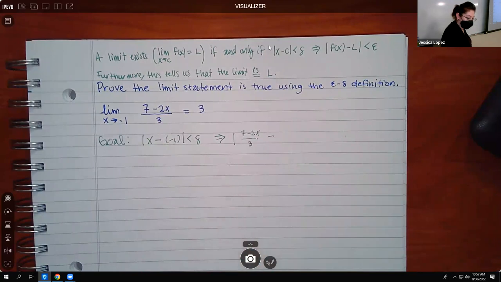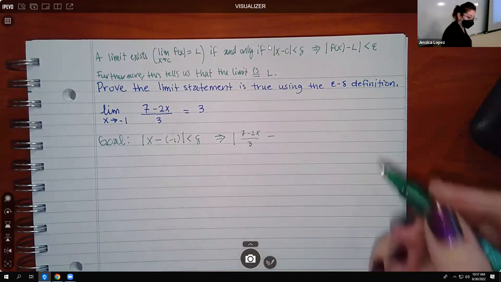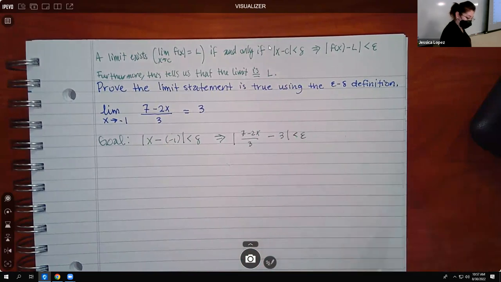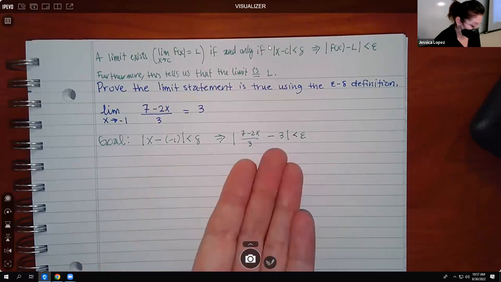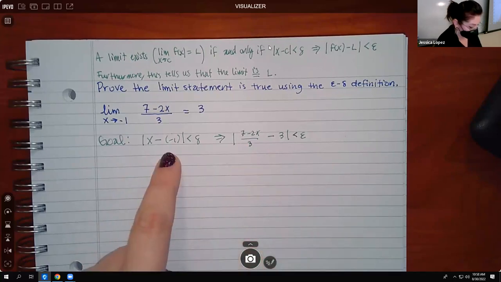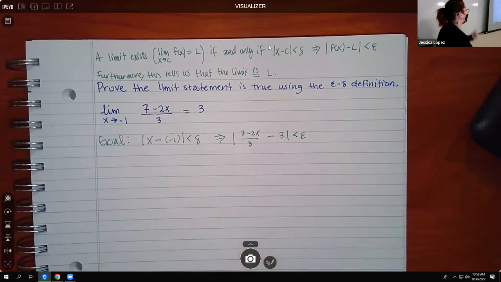And then minus l. What is l? 3. So this is my goal. My goal is to prove that that thing will eventually lead to this thing. My problem is I don't know how to make this thing equal that thing, okay? 1, I don't know what the relationship between delta and epsilon is.